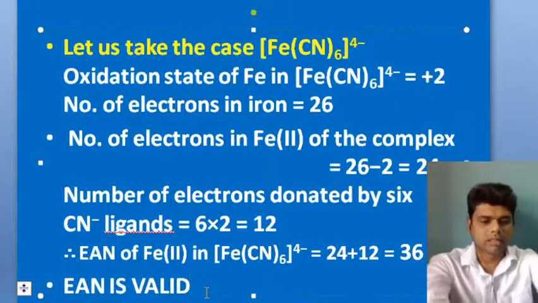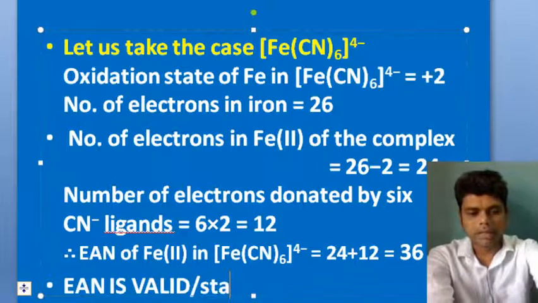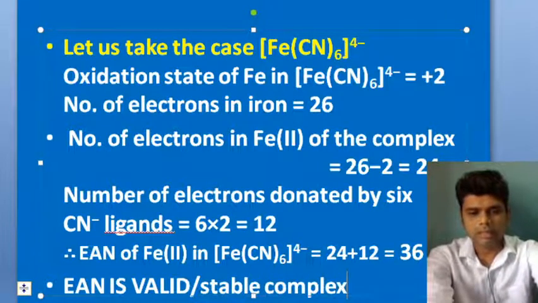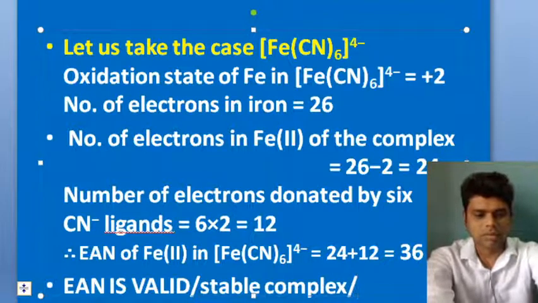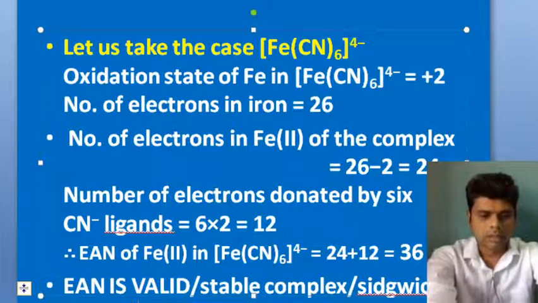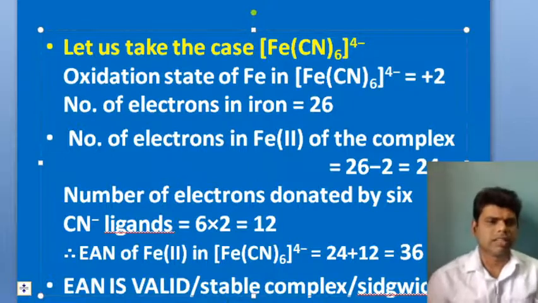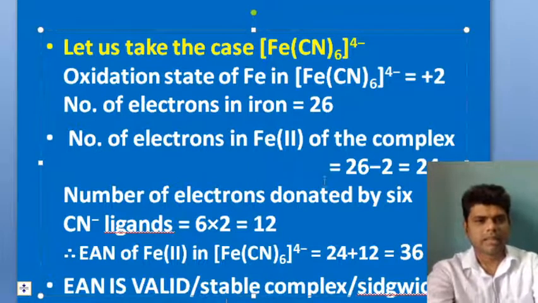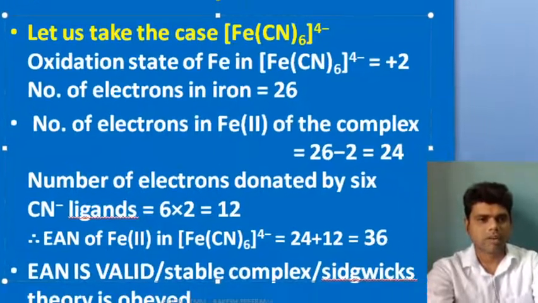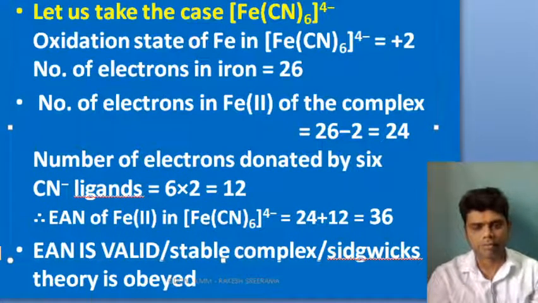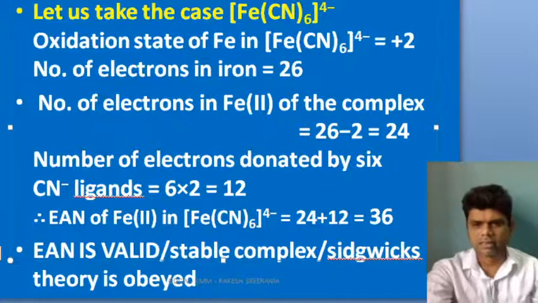You can write all that: EAN is valid, stable complex, and Sidgwick's theory is followed. So EAN is valid and Sidgwick's theory is obeyed. EAN is valid in the case of [Fe(CN)6]4−. So all that you can state.